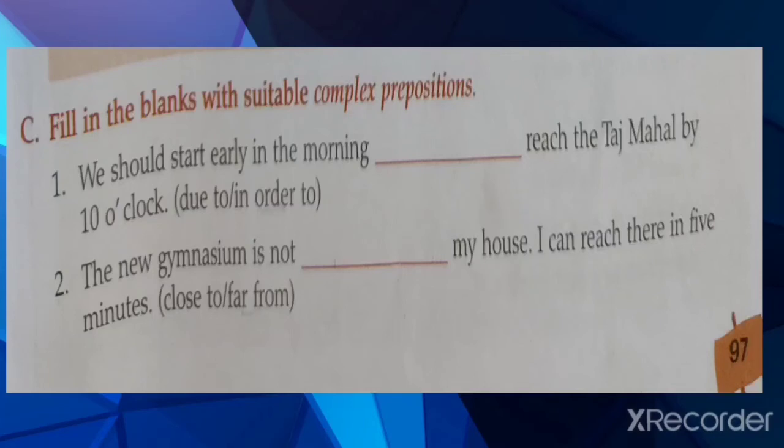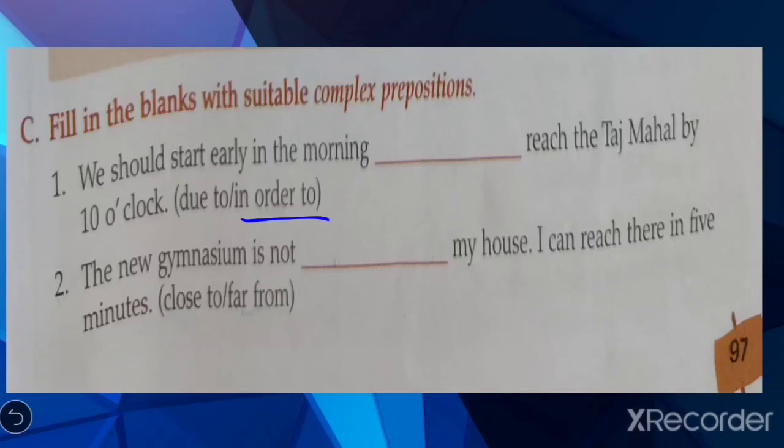Fill in the blanks with the suitable complex prepositions. We should start early in the morning, dash reach the Taj Mahal by 10 o'clock. What will come here? In order to. Due to means reason. It's not a reason.